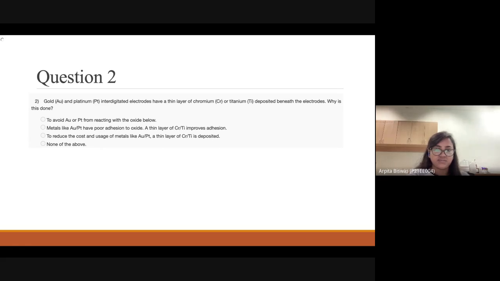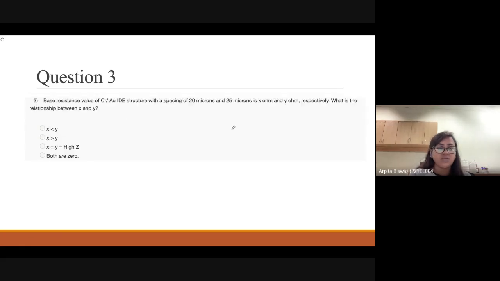What is the right answer? The right answer is option E. Metal like Au and Pt have poor adhesion to oxide. A thin layer of chromium and titanium improve the adhesion. Okay. So next move toward the question number 3.